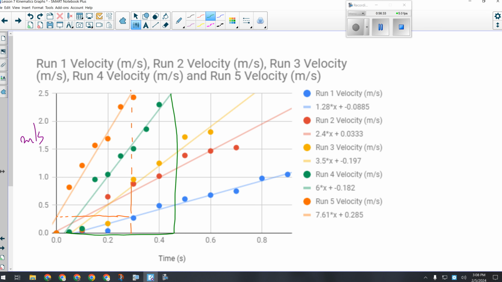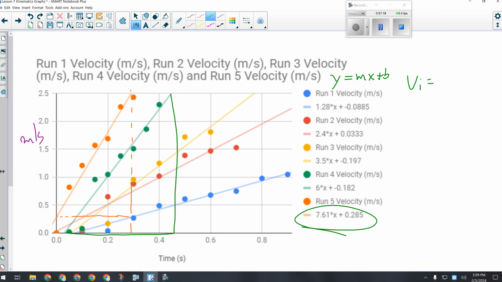Is your velocity at time 0 your initial velocity? What part of this equation on this graph would represent my initial velocity? B. B is the y-intercept. And on this graph, that is how fast the object is going at time 0. The only one of these lines that has a positive value for B is run 5.